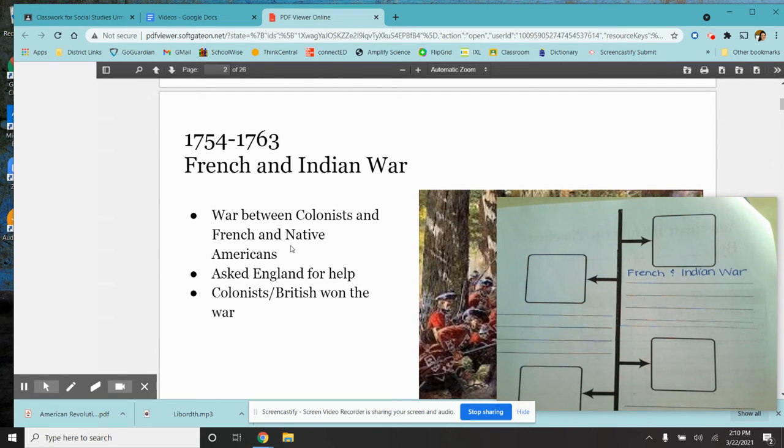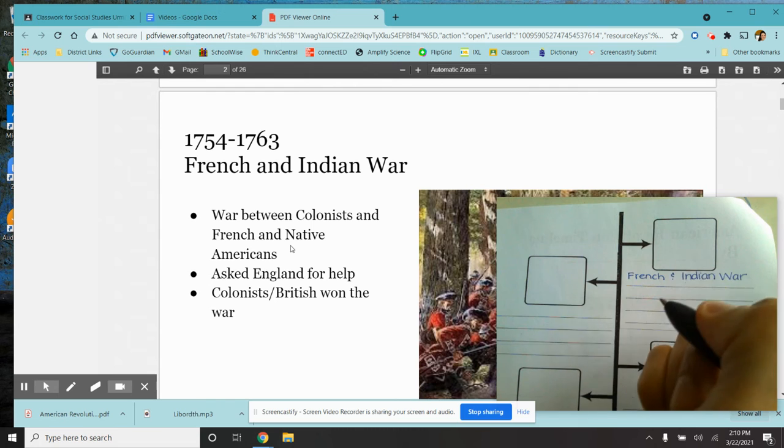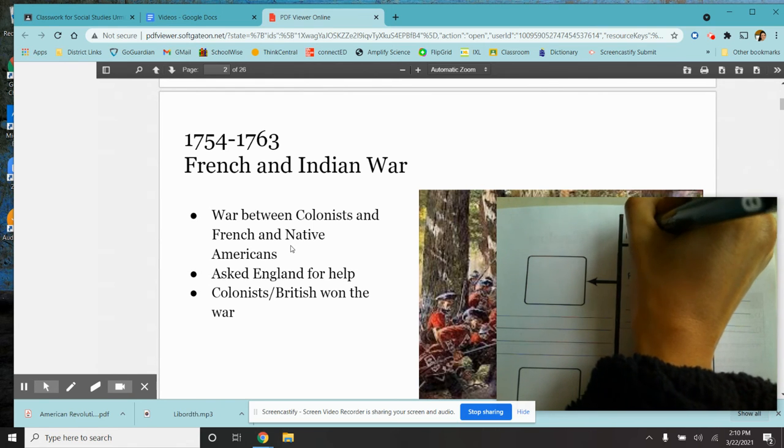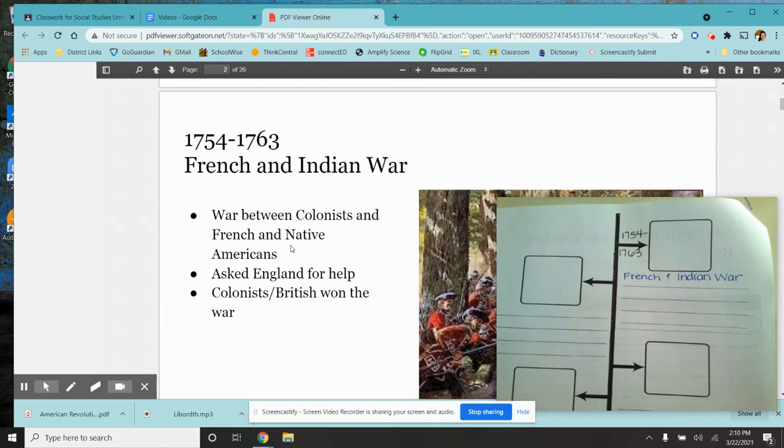And when we do have a date, we will put a date. When we don't have a date, we'll do the best we can. I like to put the date on the actual arrow. Makes it a little easier to follow. All right, so we have 1754 to 1763. Now, all the bullet points on these documents, you don't need to copy them word for word because obviously that's a really small space, but you're going to do your best to summarize it the best you can.